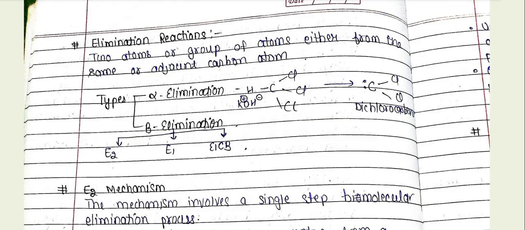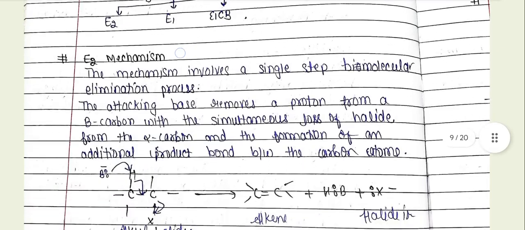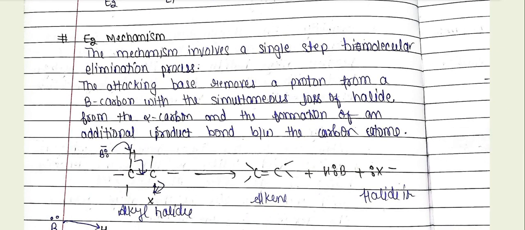The E2 elimination. The mechanism involves a single step bimolecular elimination process. The attacking base removes a proton from a beta carbon with the simultaneous loss of halide from the alpha carbon and the formation of an alkene as an additional product.